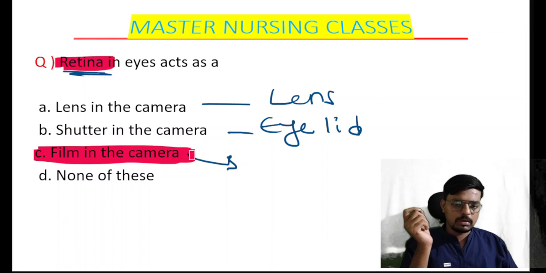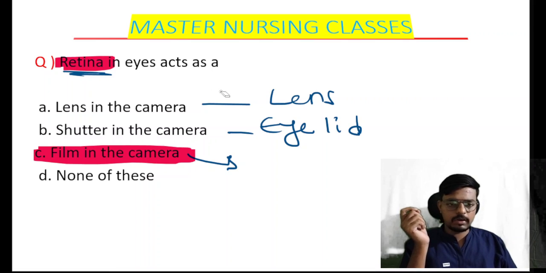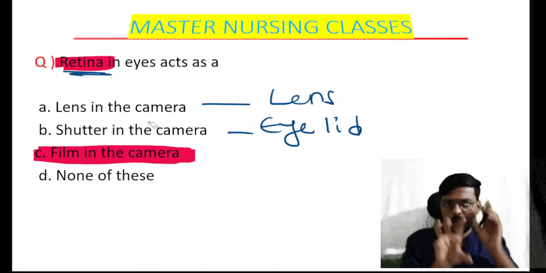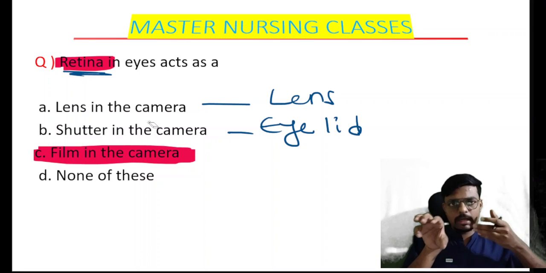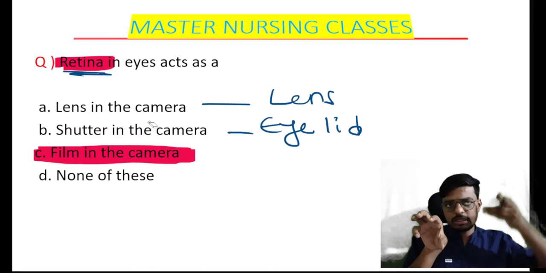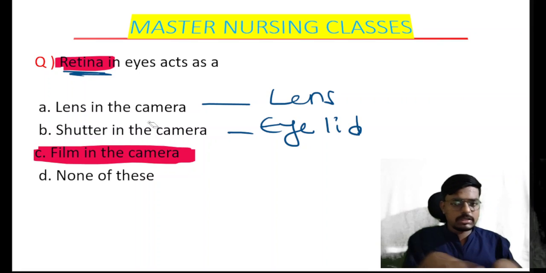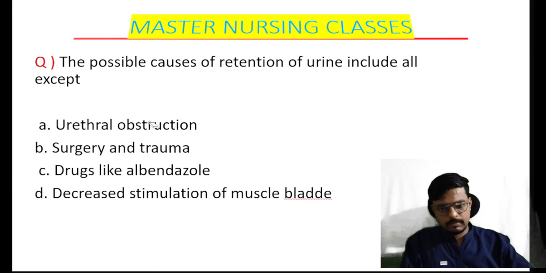Okay, hope the concept is clear, and the question is understandable and easy for you all. I'm moving to the next question. It is just a comparison between our eyeball and a camera. The shutter in the camera is our eyelid, the lens in the camera is our lens, and the film in the camera is our retina. Okay, hope the concept is clear. Here is the next question.